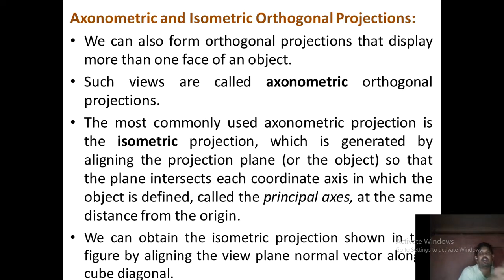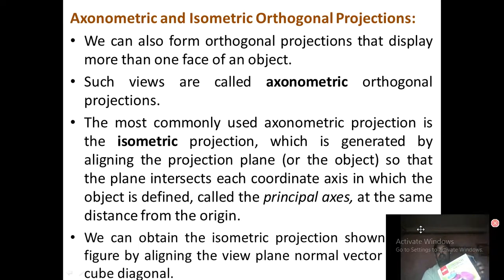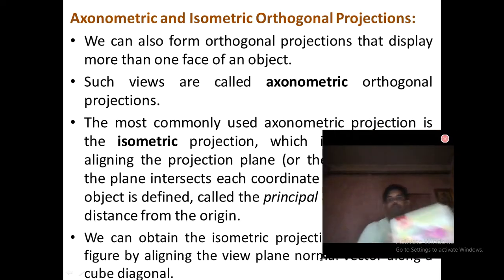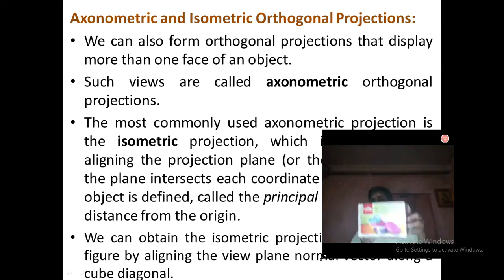Let me hold the object and adjust it. If this is the object and you see it like this, this is orthogonal projection, and only one side is visible. If I hold it like this, only one side you can see. But when you want to see more faces, I will hold it like this. Now how many faces are you seeing?